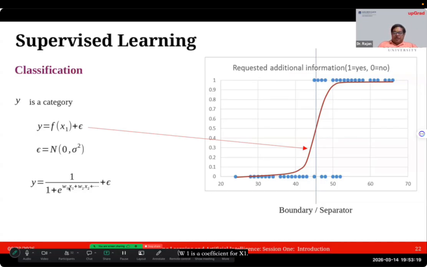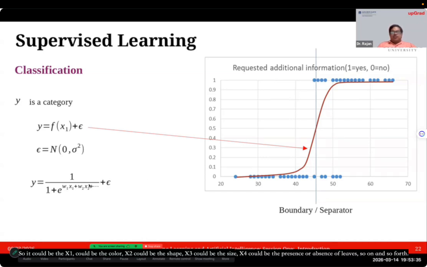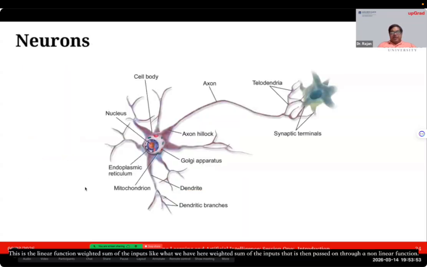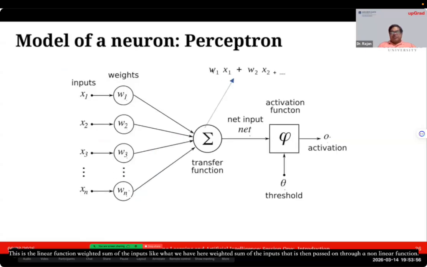W1 is a coefficient for x1, W2 is a coefficient for x2. This could be the color of the image. This could be the shape of the image, like what Sam was talking about. We want to say whether it's apple or oranges. So x1 could be the color, x2 could be the shape, x3 could be the size, x4 could be the presence or absence of leaves, and so on, as the example he gave. For each one, we have the coefficient. This is the linear function, weighted sum of the inputs, like what we have here.